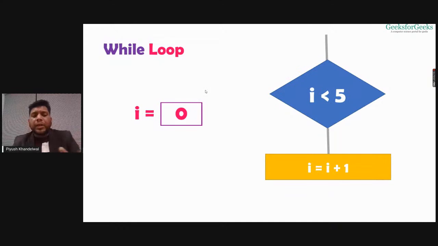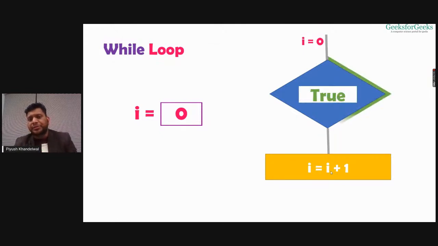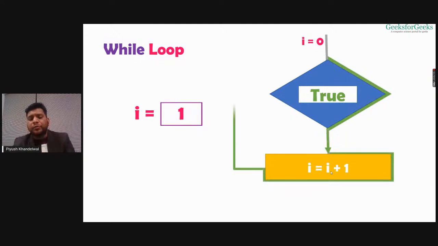Okay, I'll take one example to explain this. See, here the value of i is 0, suppose, right? And I have a condition which says i is less than 5. And this is the body of while, which says i equals i plus 1, it is incrementing the value of i. So initially the value of i is 0. The condition will be checked. The condition will be i is less than 5. 0 is less than 5. Yes, it is true. So what will happen? This body will execute. It will increment the value of i to 1. So 0 plus 1 will be 1. So value of i has been incremented.